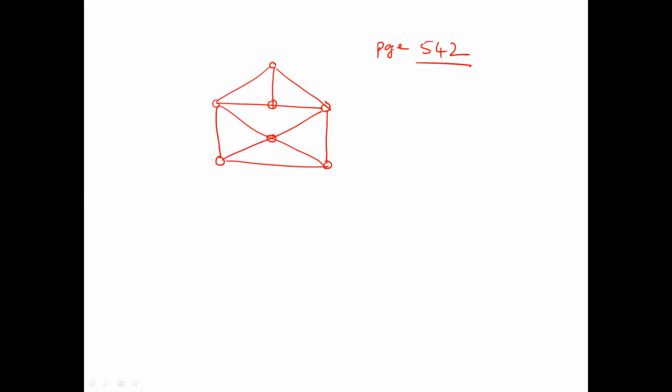Please make a note: if it has a Euler circuit, we already assume a Euler path exists. Tell me whether it has a Euler circuit or not. How do we say whether a Euler circuit exists? What is the condition? The degree of all vertices must be even. That's all. So there is a Euler circuit only when the degree of all vertices is even. Now tell me whether all vertices are even or not.